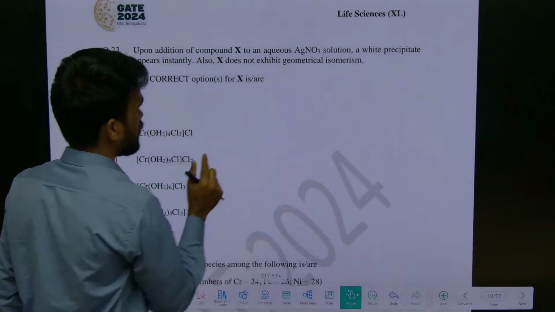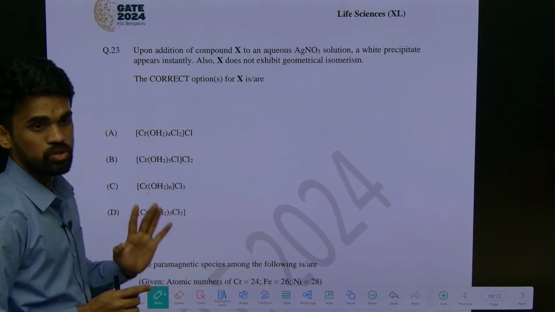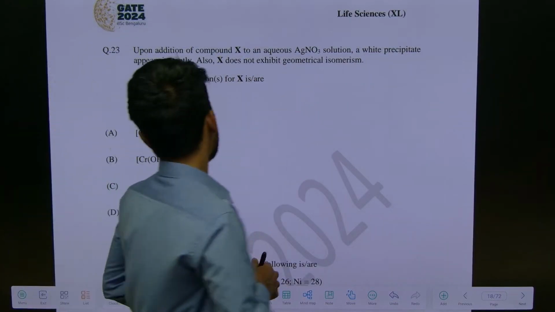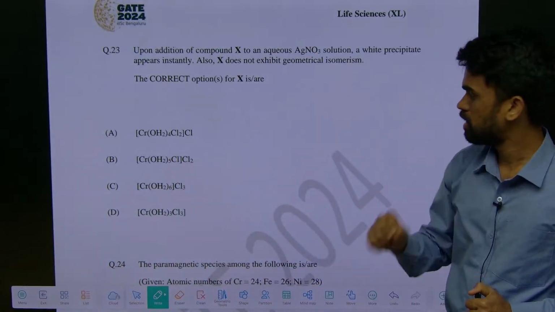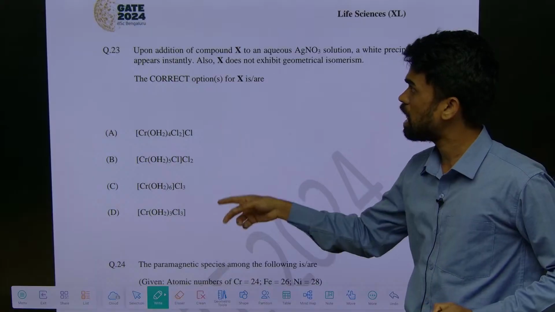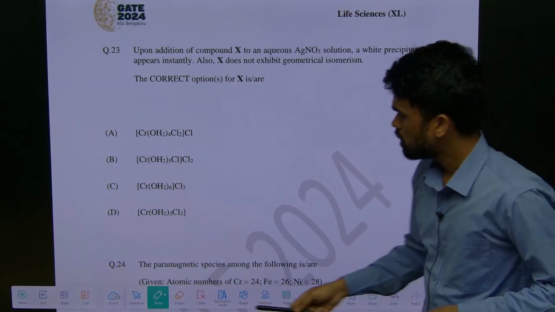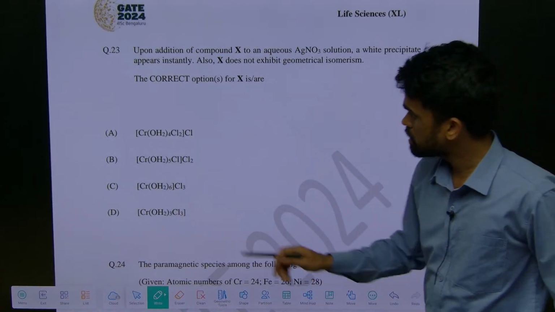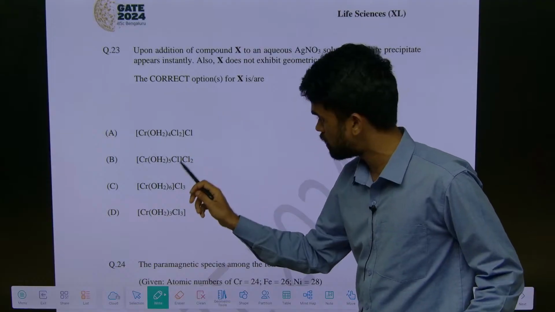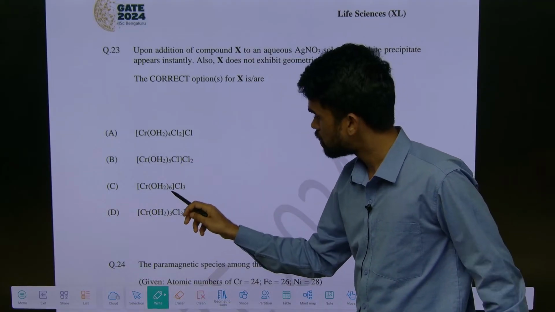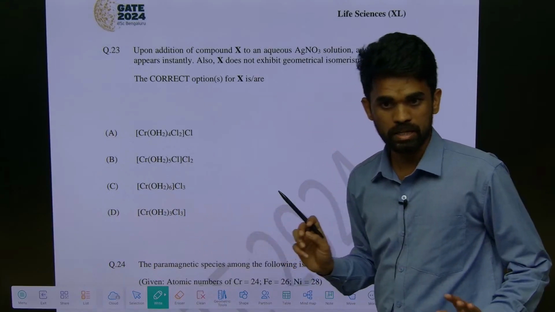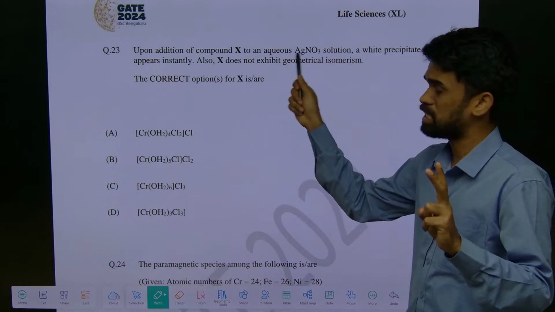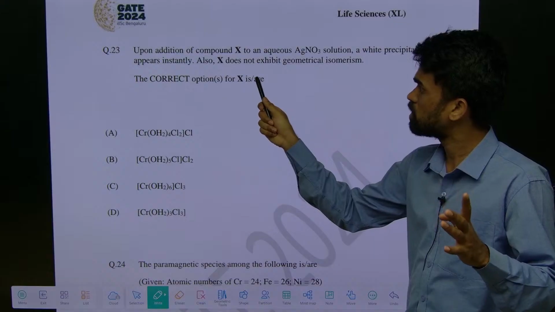Geometrical isomerism in organic compounds, like the cis-trans and E-Z isomerism we have just seen, is an example. Here it is coordination complexes, and here also we have geometrical isomerism. If you observe, all of these are octahedral complexes: 4 plus 2, 6 ligands, octahedral; 5 plus 1, octahedral; 6, octahedral. Now they are asking two conditions. First, an AgCl precipitate should form. The other is geometrical isomerism.